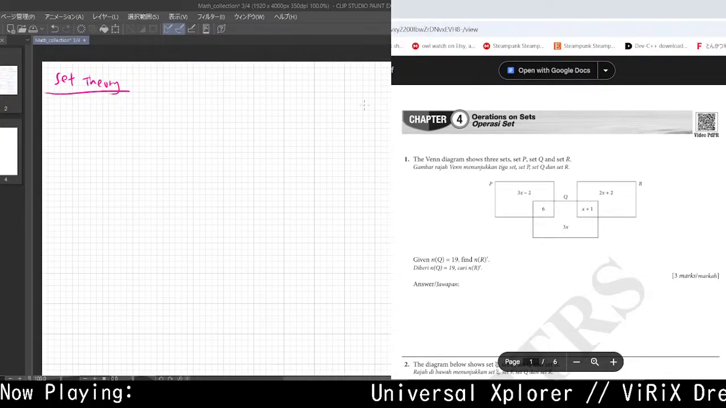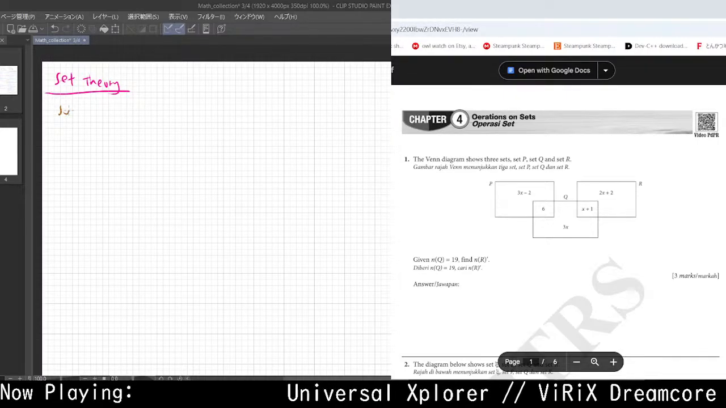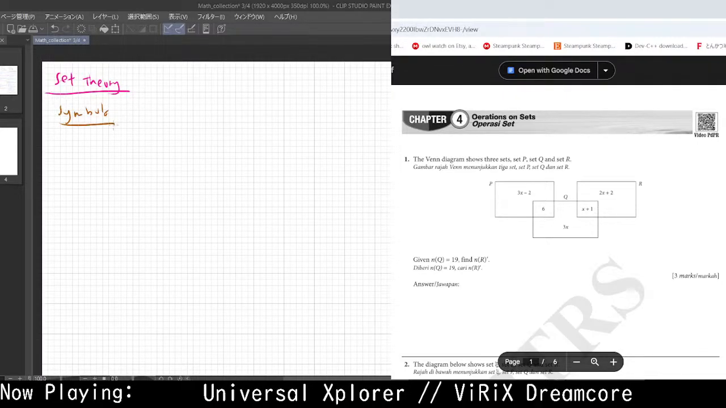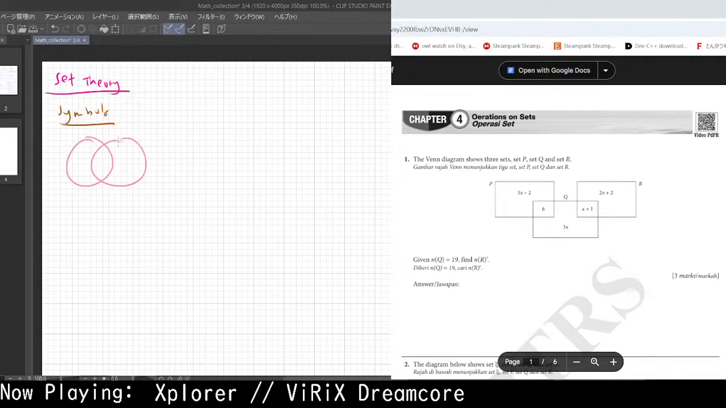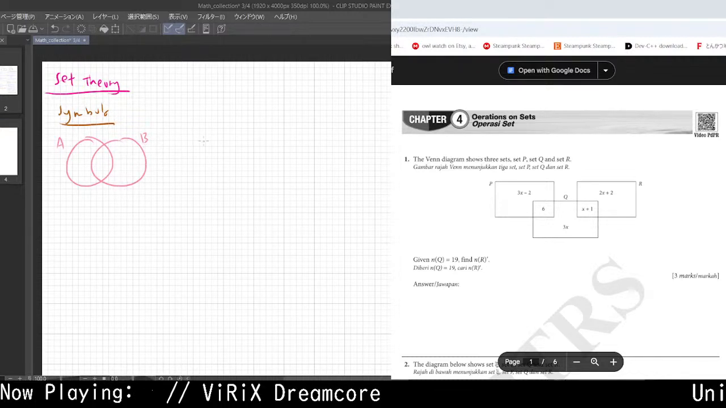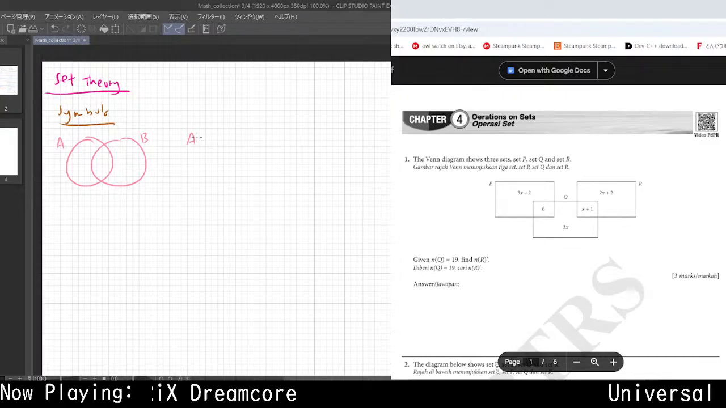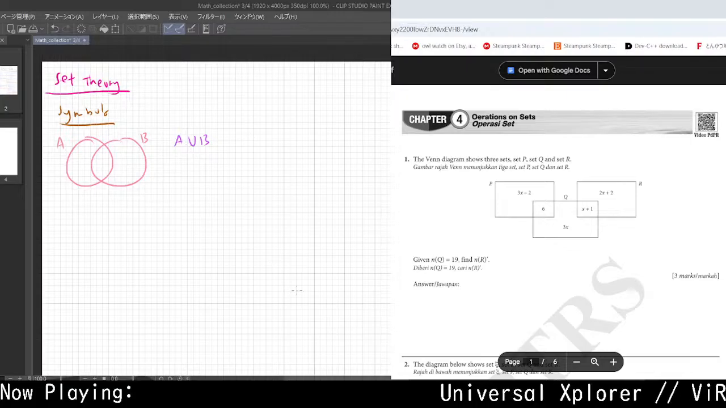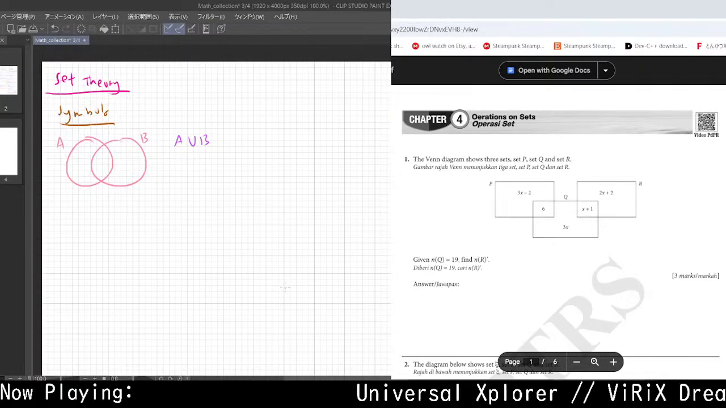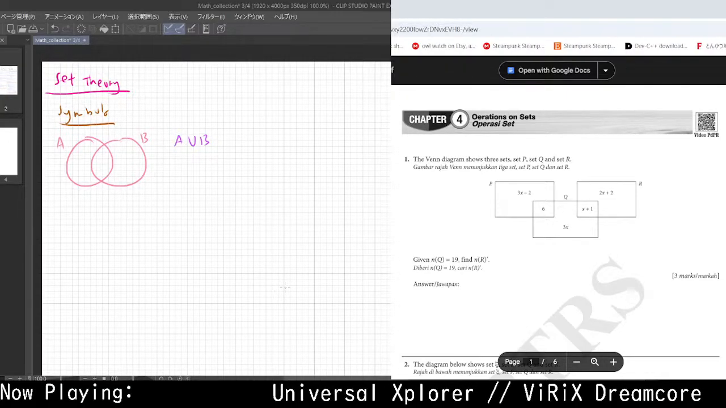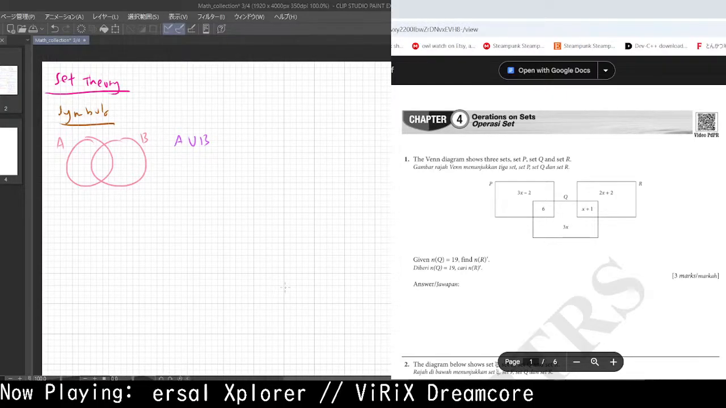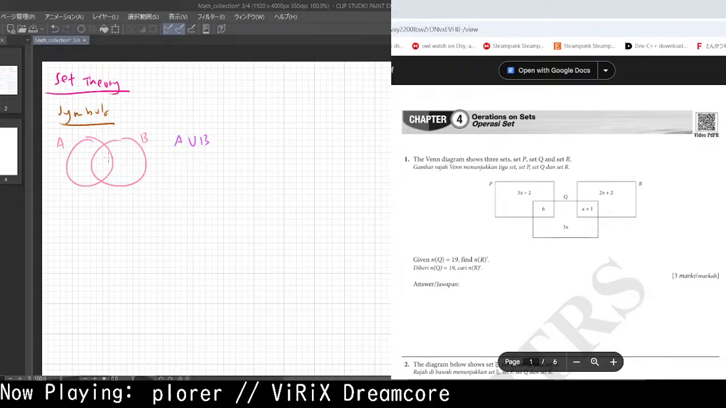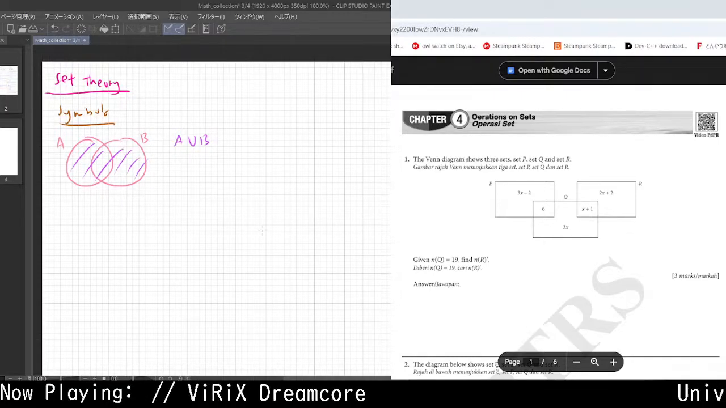Symbols. If you have circle 1 and circle 2, we call them A and B. This symbol, union, means everything. We say that A union B means we take everything. So this should be this portion.